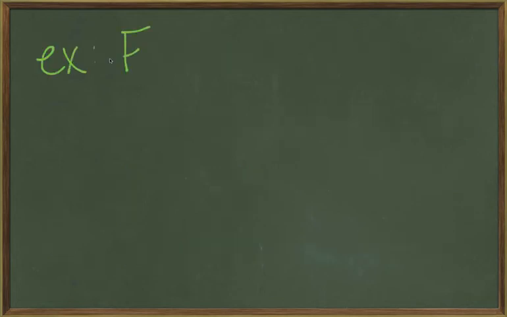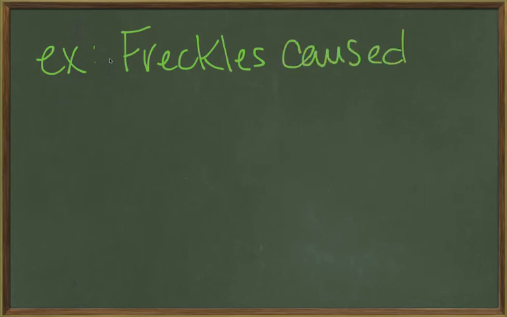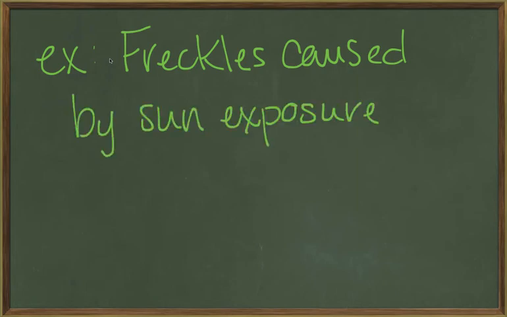Examples of this. Freckles are a trait that you can inherit through your genetics. However, freckles can also be caused by the environment. Freckles, as some of you know, and as my brother knows very well, are caused by sun exposure. So you can get freckles through your genetic background, and basically if you're a redhead, you're going to have freckles. Or you can actually get freckles due to the amount of sun that you're exposed to over your lifetime.